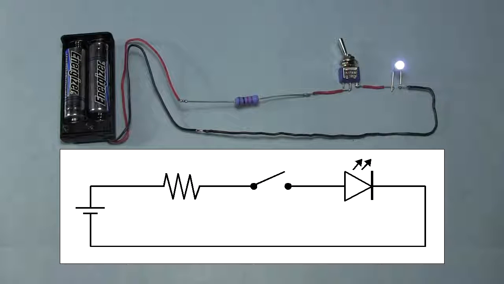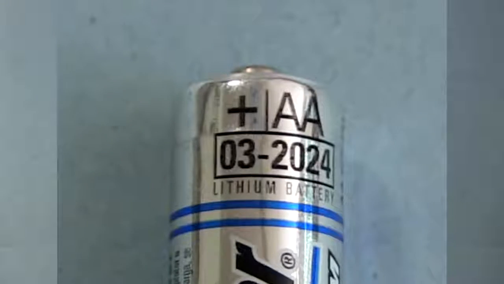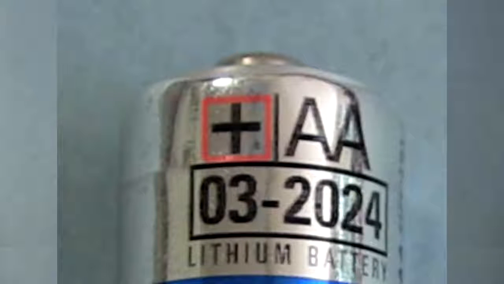You can see that different symbols represent different parts on the circuit. This is the symbol for a battery, or one battery cell. If the battery has more than one cell, then you'd simply have more of them drawn together. The longer line is the positive side of the battery. Most batteries have a marking on them indicating which terminal is positive or negative.